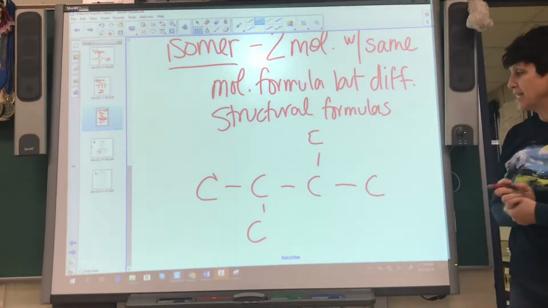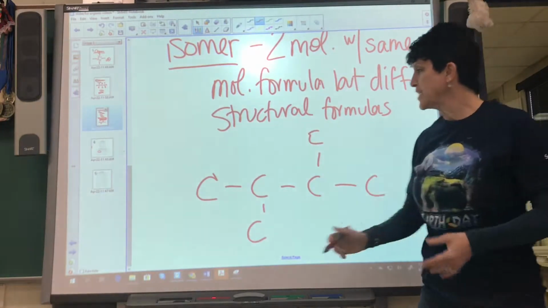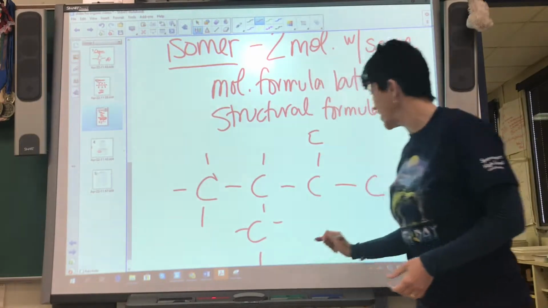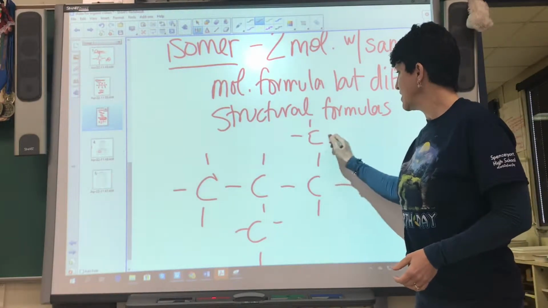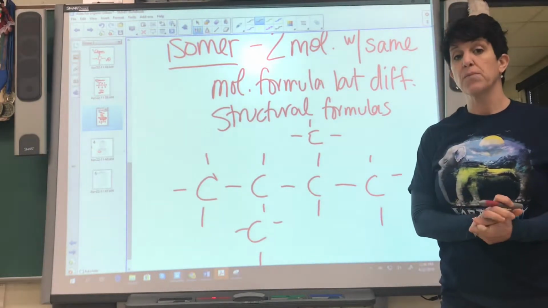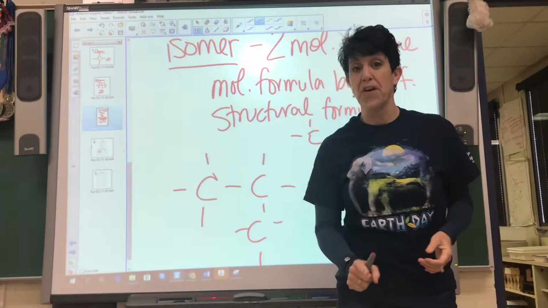There are 6 carbons, so this also would be C6H14. 1, 2, 3, 4, 5, 6, 7, 8, 9, 10, 11, 12, 13, 14. So it has the exact same formula, but it definitely has a different shape. And if it has a different shape, it's definitely going to have a different function.